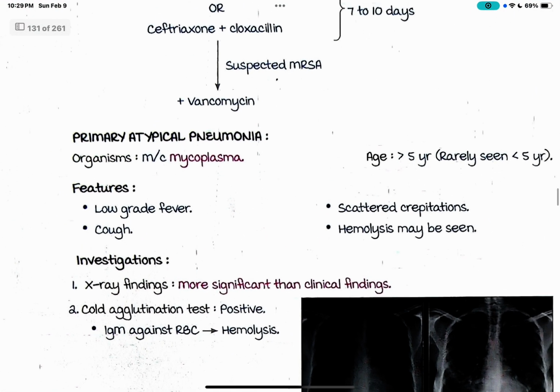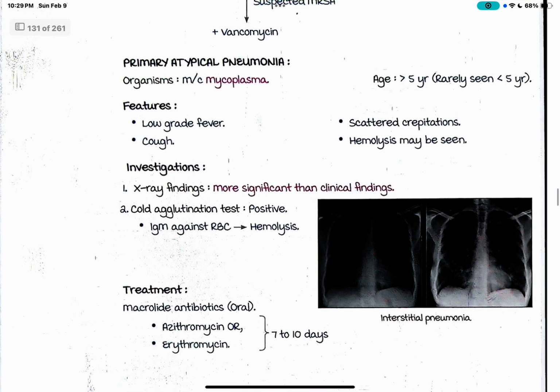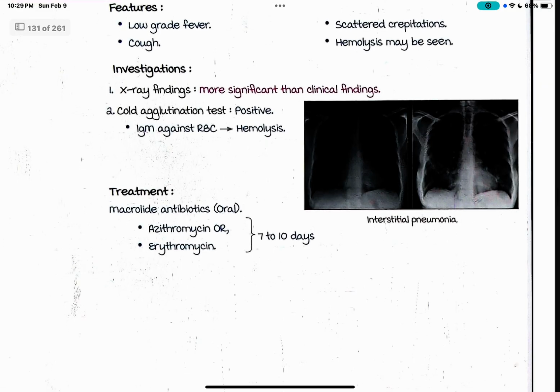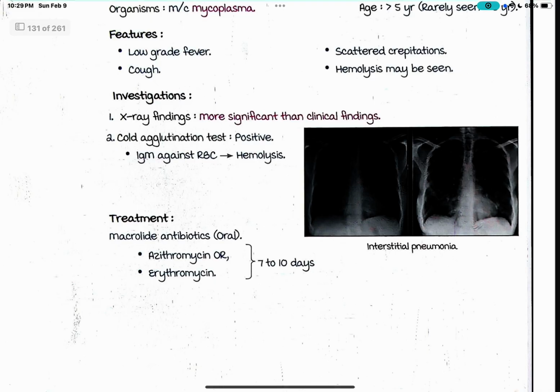Patchy crepitations, low grade fever, cough, hemolysis. The cold agglutination test is positive. IgM is produced against RBC, so there is hemolysis.